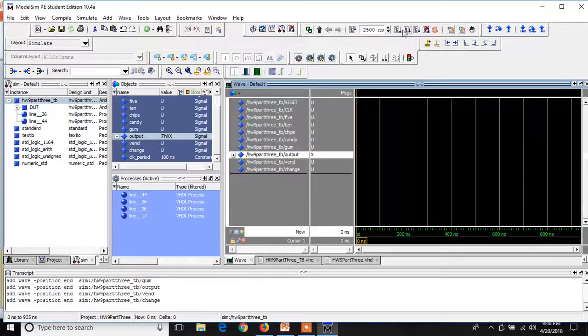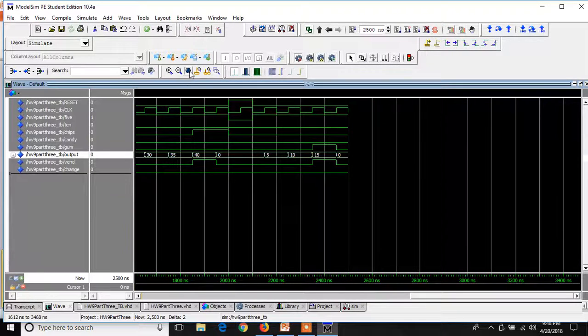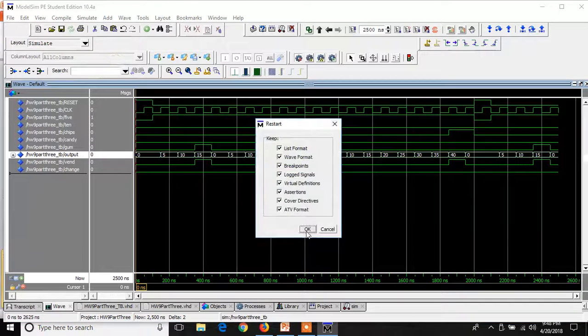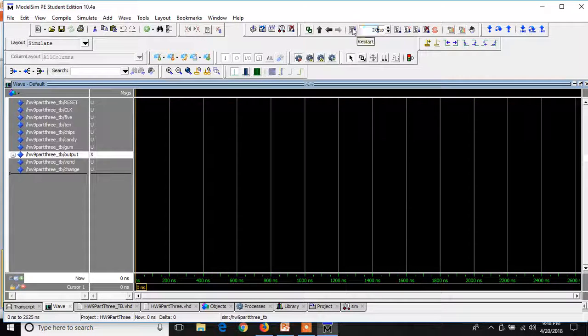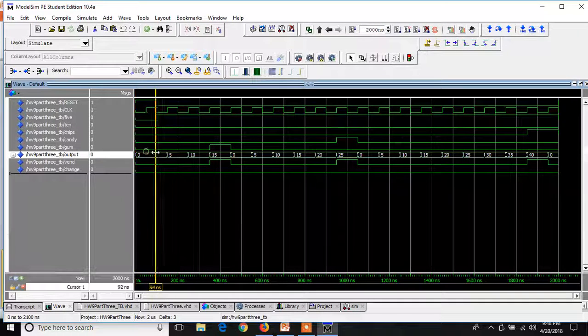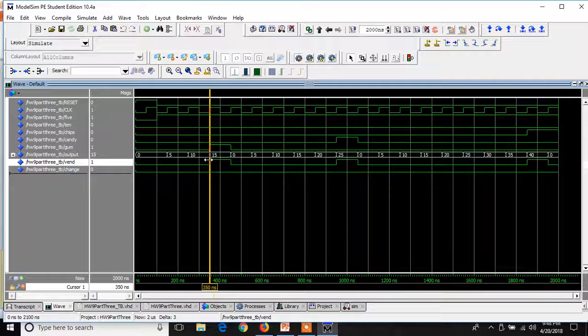So here is a visual. I'm going to run it for about 2000 nanoseconds. So here we see we have 5 cents, 5 again, which is 10, and then 5 again at 15. So at 15 cents, the vend is high and it dispenses it, and after that it resets.